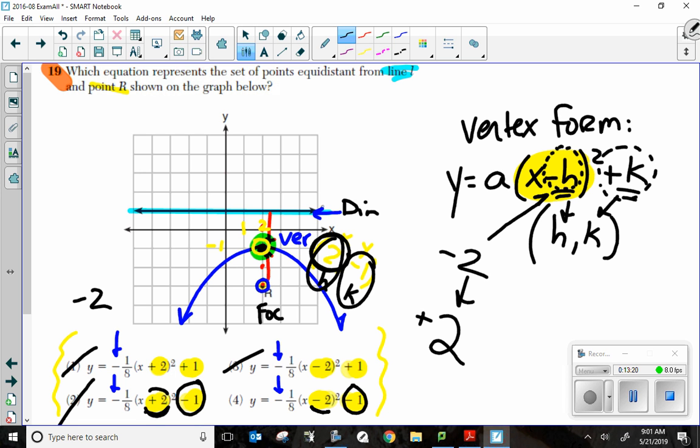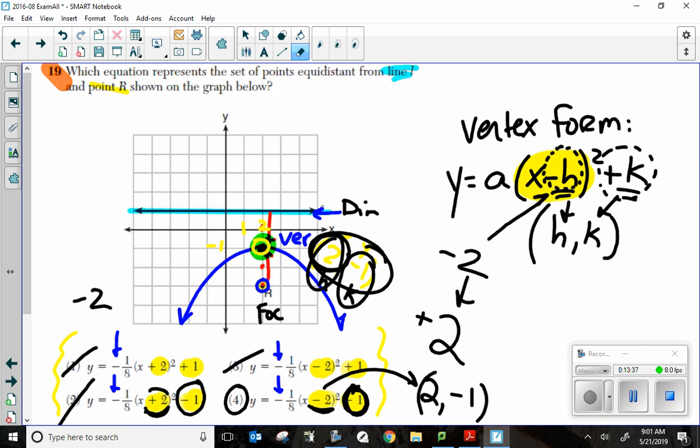This one right here is -2. If I pull that out of the parentheses, that becomes a +2. This number stays the same. That's a -1. That's my vertex right there. That's my vertex right here. And number 4 is your answer.